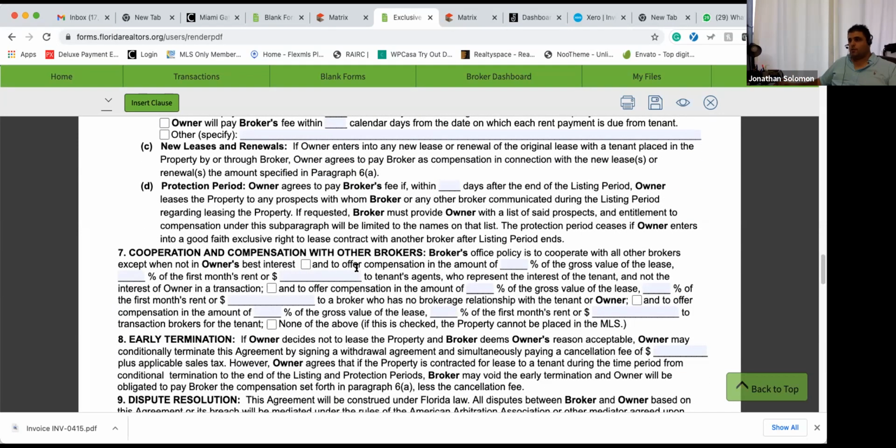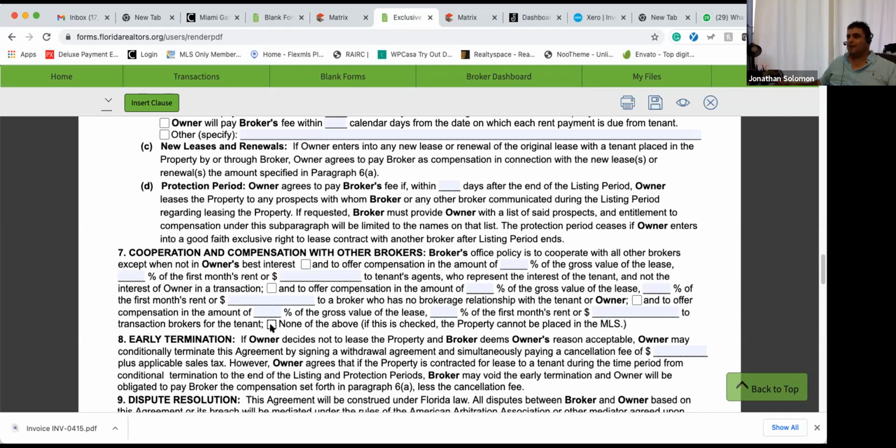Compensation to other brokerages. You are going to compensate other brokerages if they cooperate with you on this transaction. Let's say another brokerage brings you a potential tenant. How much are you going to compensate them? That's very important for the landlord to know. Let's say you take in 100% of the first month. Are you going to compensate the cooperating broker 50% of the first month? Or let's say you take in 10% of the entire lease. Are you going to compensate the cooperating broker 5% of the entire lease? The landlord needs to know that.